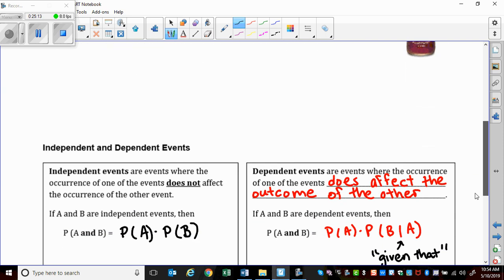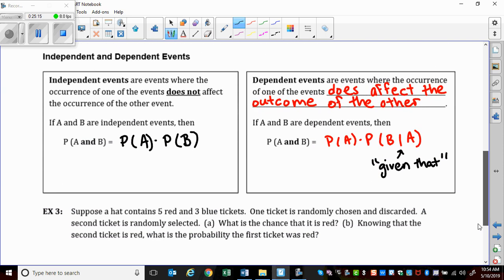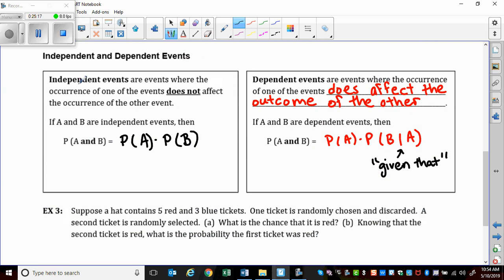Alrighty, I'm going to try one more. So this is the independent and dependent events. If A and B are independent events, then the probability of A and B is going to be the probability of A times the probability of B. Dependent events, if they are dependent, then it's going to be the probability of A times the probability of B given A occurs. Okay.